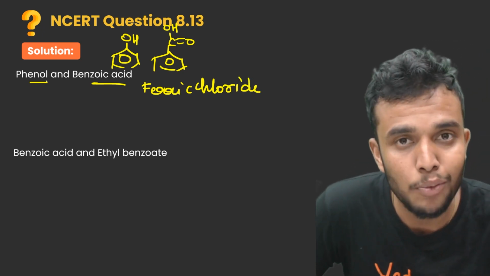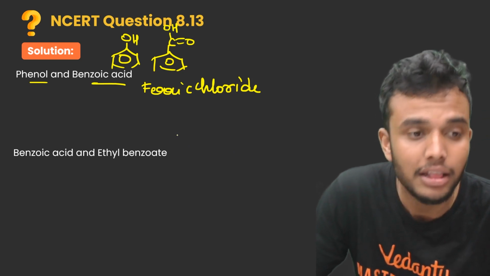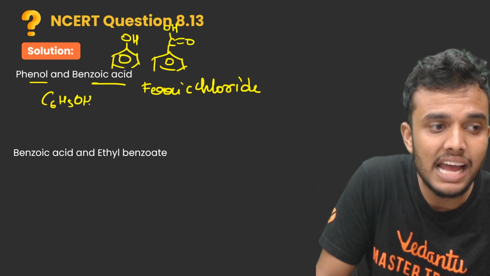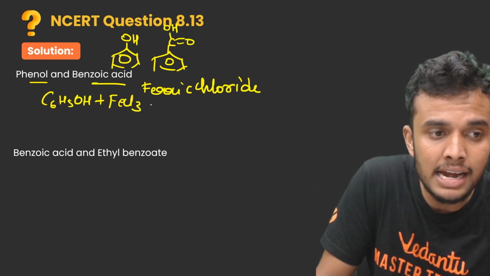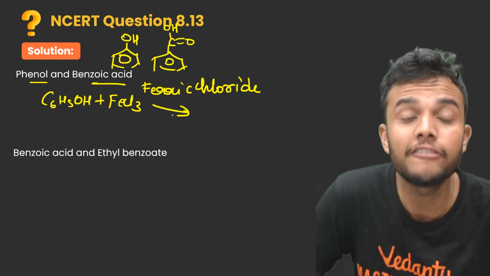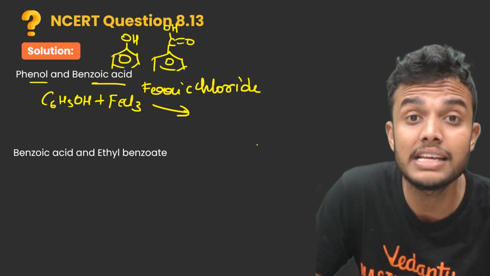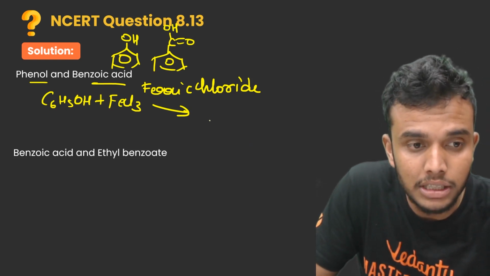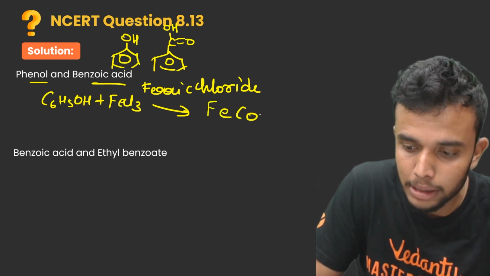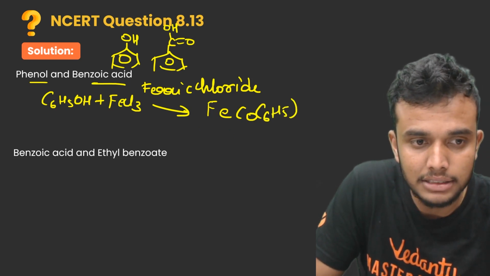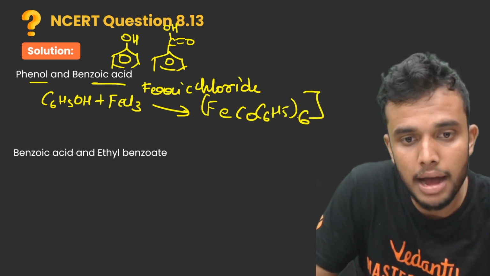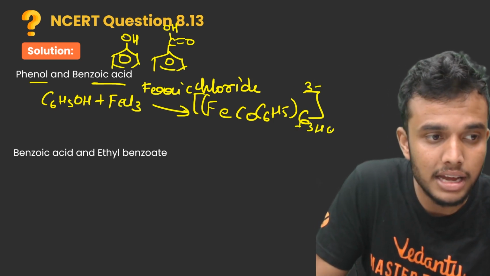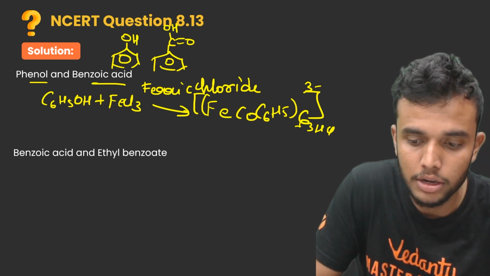What happens if phenol is reacted with ferric chloride? For example, C6H5OH is reacted with ferric chloride. It yields an iron phenol complex, which gives a violet color. What is the structural formula of the iron phenol complex? [Fe(OC6H5)6]3- with HCl, plus HCl. To balance the reaction, we need to introduce 6 here.